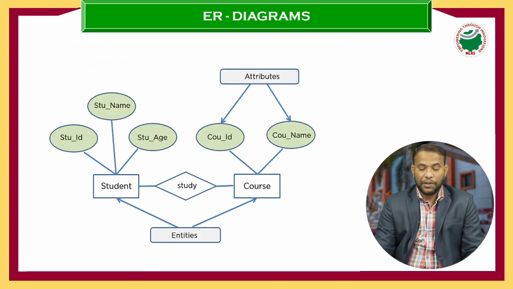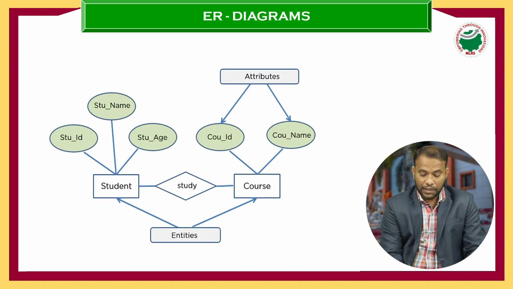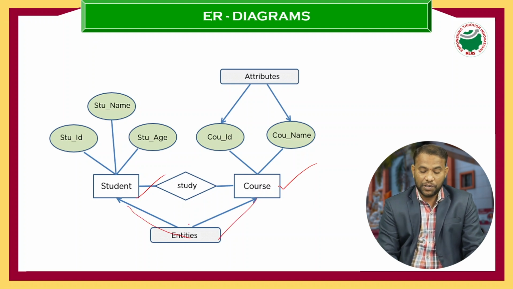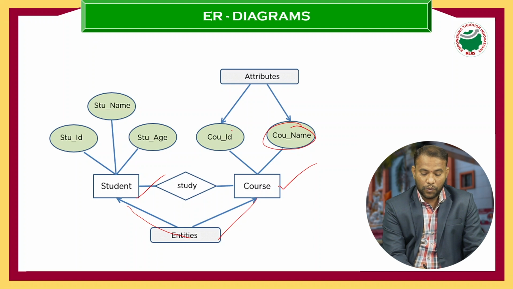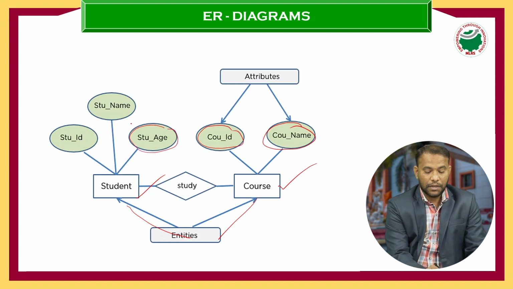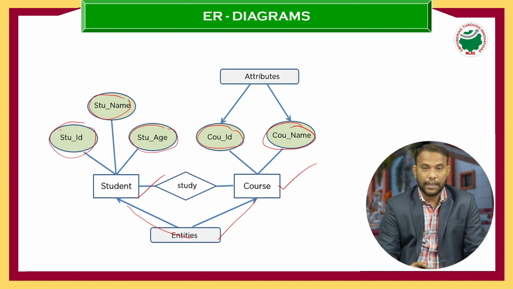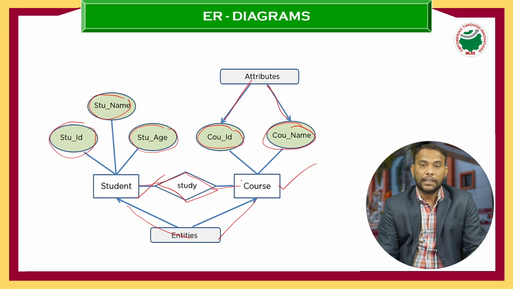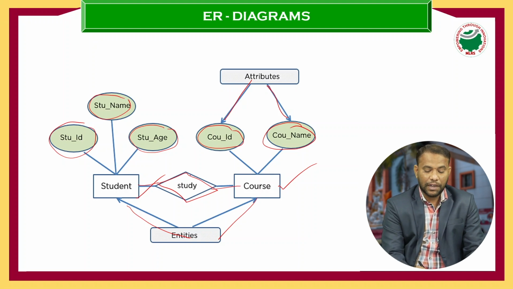Right. So you can see in the diagram, this is an ER diagram example. Here the entities are course and student. These are called entities, whereas the attributes are course name, course ID, student age, student name, and student ID. And there is the relationship between these entities. What is the relationship between student and course? We have study. A student will take a course to study. So this is called a relationship.